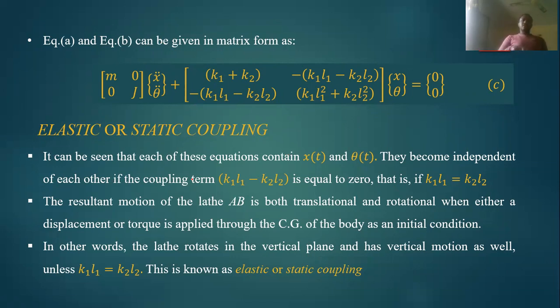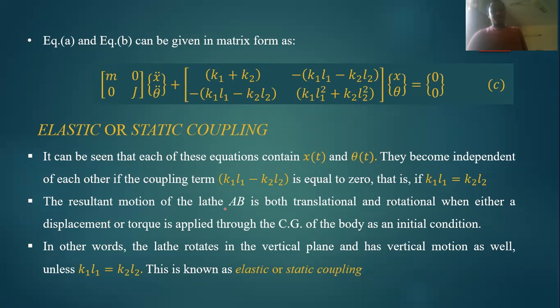So what is an elastic or static coupling? That is the point we are going to see. It can be seen that each of these equations contains x of t and theta of t. These coordinates become independent of each other when the coupling term K1 L1 minus K2 L2 is equal to 0. If this coupling term is 0, that means K1 L1 and K2 L2 are the same, then it is decoupled.